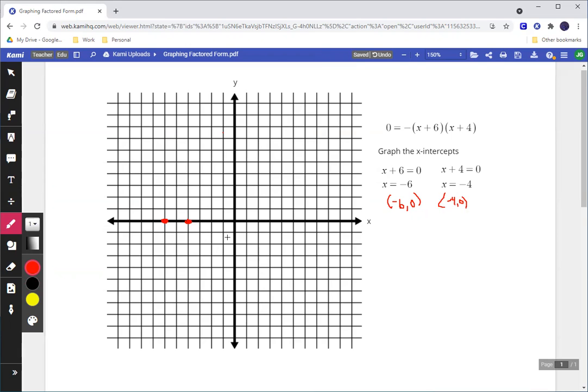We have 2 points and they're mirrored of each other, which means we can now find the axis of symmetry. We can find the center value. We know this is at negative 4. We know this is at negative 6. The axis of symmetry, therefore, must be at x equals negative 5.